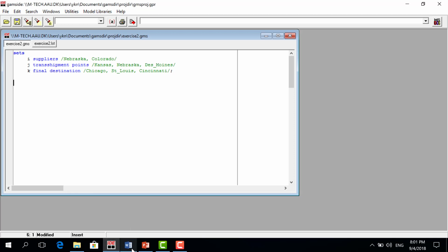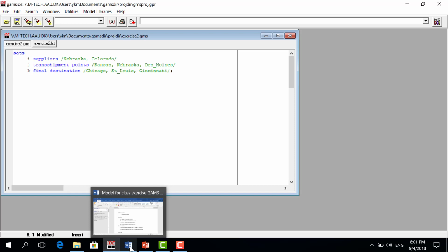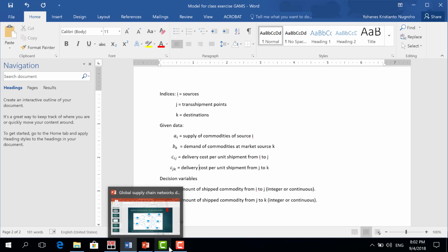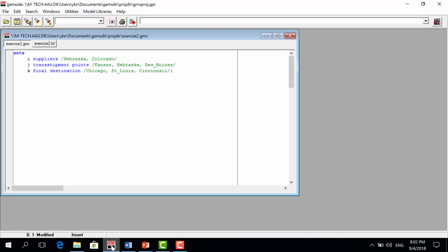After defining the sets, we have to continue by providing the data here. We have ai, supply of commodity at source I, and bk demand, and cij, cjk. Okay, let's start by building the table. Okay, we have table.